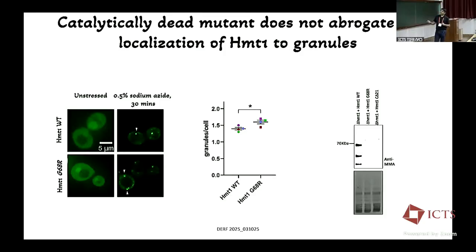This is the proof that the protein is actually completely inactive. What you're looking at here is actually not a molecular weight marker. There are 5 major bands that come up when you stain a yeast lysate with a monomethyl arginine specific antibody. You're looking at 3 of these here, and I think the other 2 have been cut out. But the blot is completely blank when you take the HMT1 deletion strain and put HMT1 G68R in that. This is one of the other mutants that she had made, and I'm not going into that, but just to tell you that it pretty much has no catalytic activity. However, it does localize to these structures.